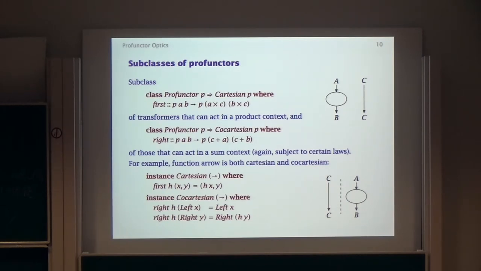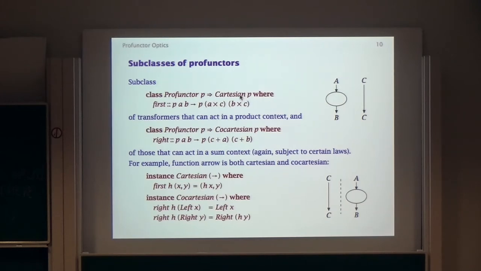So these refinements are for transformer boxes that can act on things in various kinds of context. I need to be able to act in a product context, and I need to be able to act in a sum context. So this is quite technical, so just use the pictures to get an impression of what's going on. If you've got a box that turns A's into B's, and you have a C as well, then you'd like to be able to turn AC collections into BC collections, and basically you just wire the C around the side.